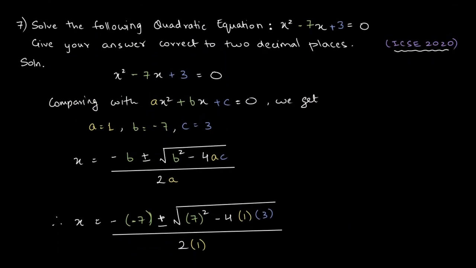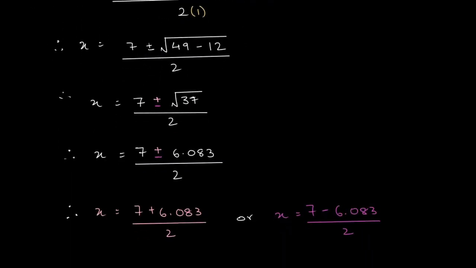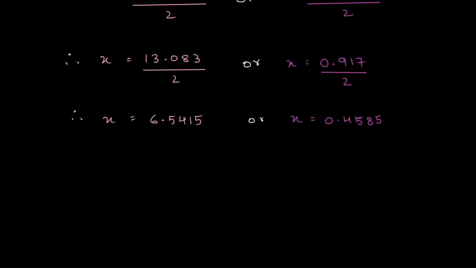So don't forget, you want your answer correct to 2 decimal places. If a question asks you to do something like that, don't forget to do it. If you don't, you'd probably lose marks. So we have 6.5415 correct to 2 decimal places. Therefore, I could say x is equal to 6.54, correct to 2 decimal places.